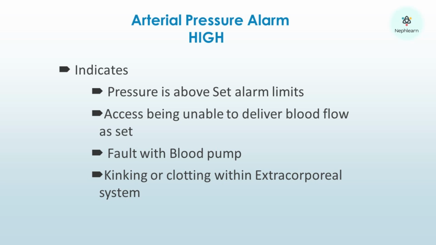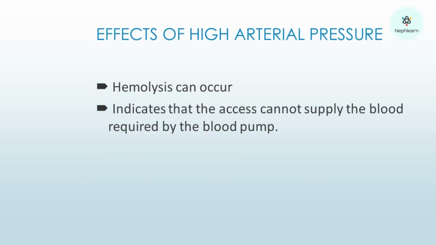A high arterial pressure alarm indicates pressure inside the arterial drip chamber is above the set alarm limits. The access is unable to deliver the blood flow as set on the blood pump due to kinking or clotting within the extracorporeal system. Hemolysis can occur, indicating that the access cannot supply the blood required by the blood pump.